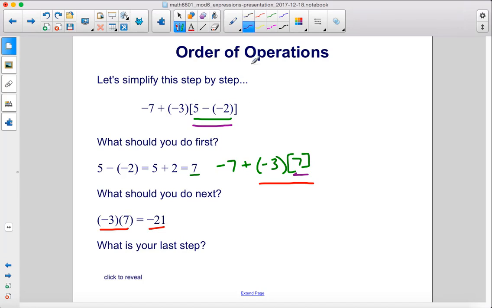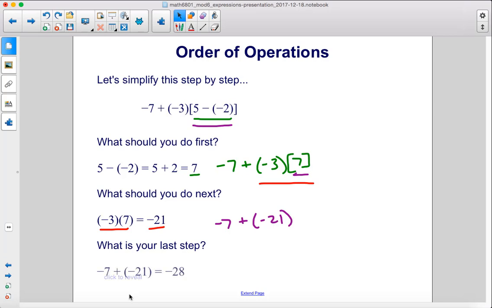So now that leaves us with the same negative 7 is still there, plus, but now we have negative 21. Do you see how I'm putting this negative 21 inside parentheses and I left the plus sign, just so it would be a little less confusing and we don't have to deal with signs yet. But now we're at our last step, and that is addition and subtraction. So we have negative 7 plus negative 21. When you have negative 7 plus negative 21, then you just add them together and they remain negative. So the answer to the whole problem is negative 28.